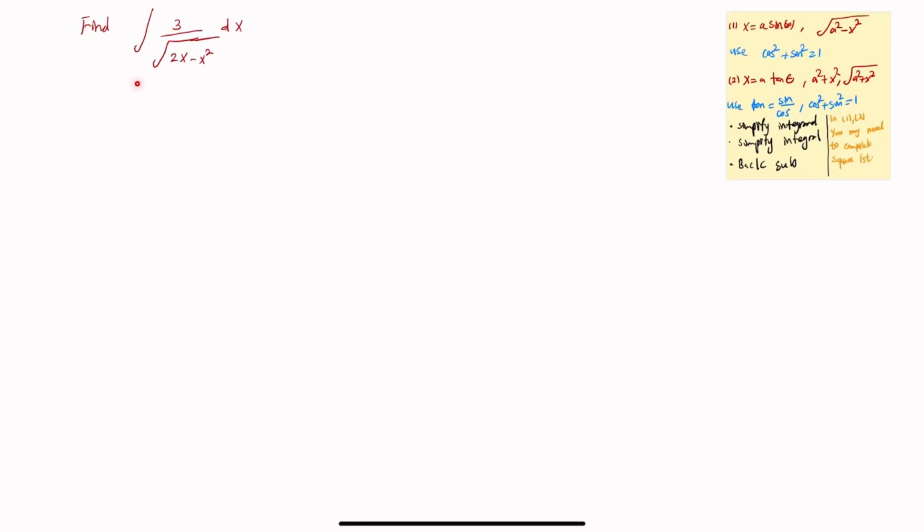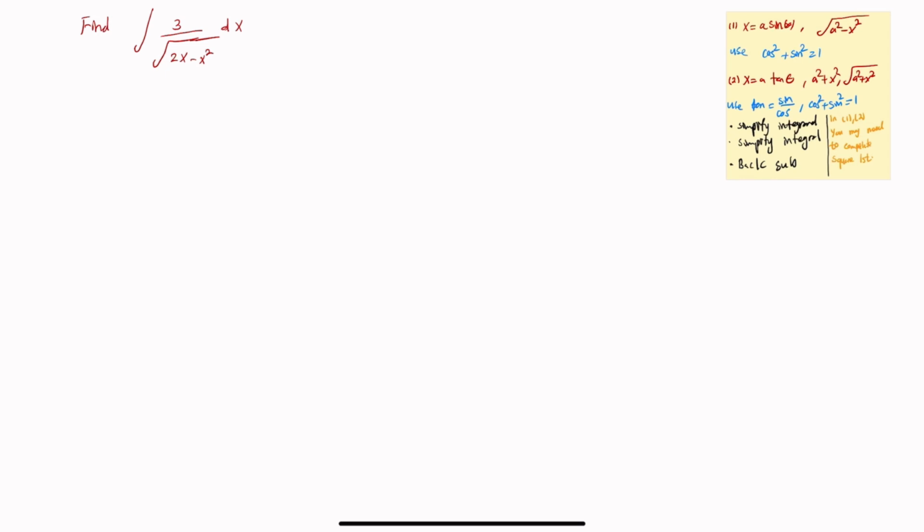Here, we want to find the integral of 3 over the square root of 2x minus x squared dx. Notice that we have this square root, and inside it we have a negative sign. We want to use a trig substitution here, and the options are sine substitution and tangent substitution. Which one are we going to use? It depends on the sign in here. Since the sign is negative, the substitution is going to be sine substitution.